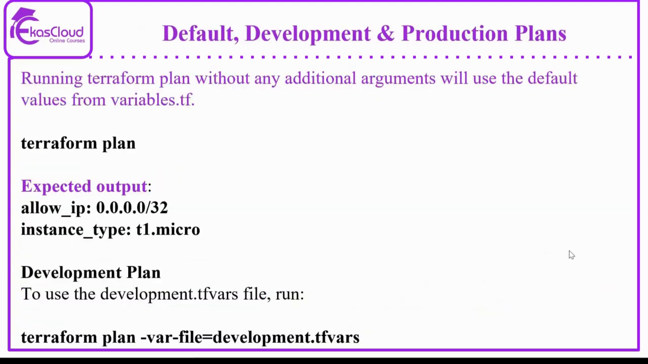Now I'm going to explain how to specify the default plan, development plan, and production plans, and how to run all these plans with the plan command. Running Terraform plan without any additional arguments will use the default values from the variables.tf file. Here, if I run Terraform plan with this syntax, it will show the output as default values. allow_ip will be 0.0.0.0/32 and instance type will be t1.micro.